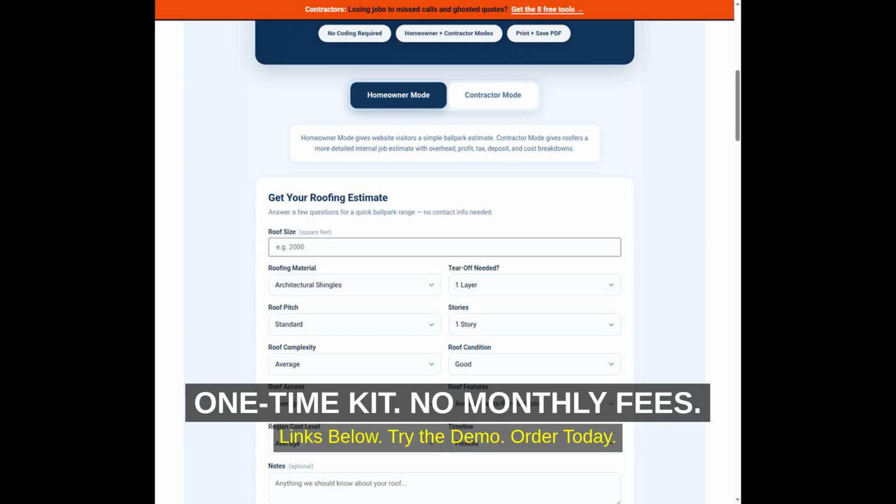This entire lead generation page is pre-built. It isn't some expensive monthly software. It is a one-time kit. No coding required. You just drop it into your WordPress site and you are instantly miles ahead of every other roofer in your town. Stop losing jobs to ghosted quotes.